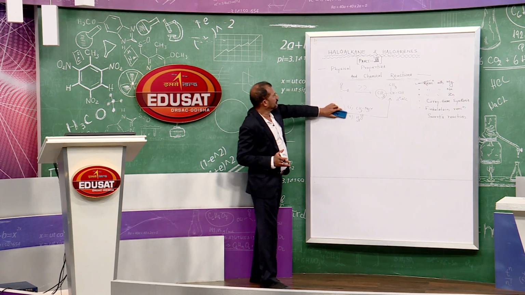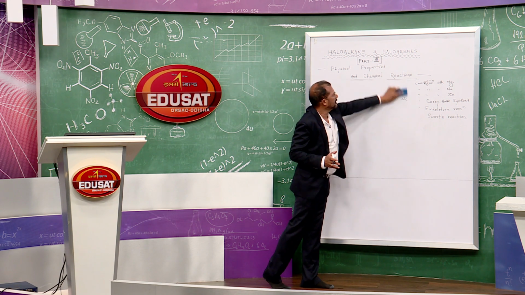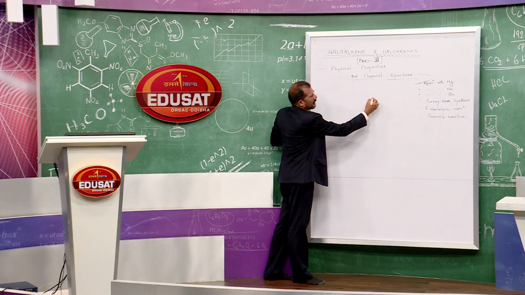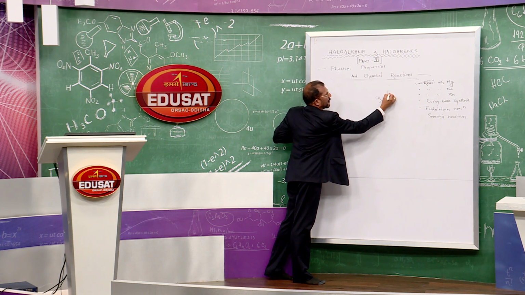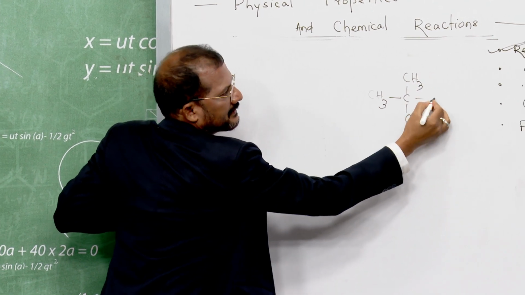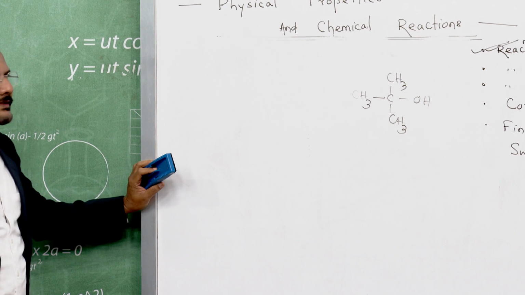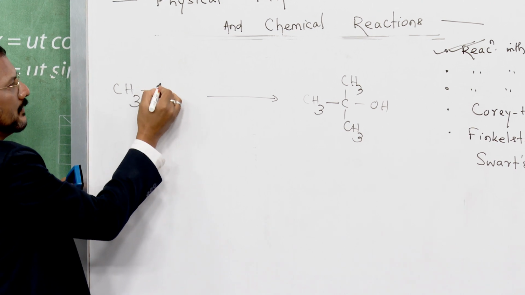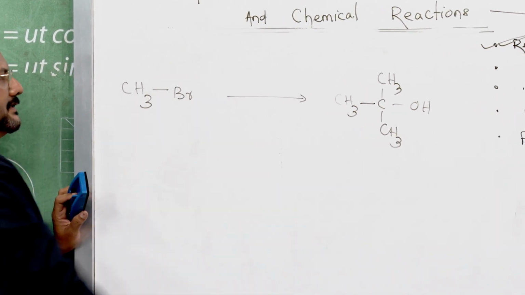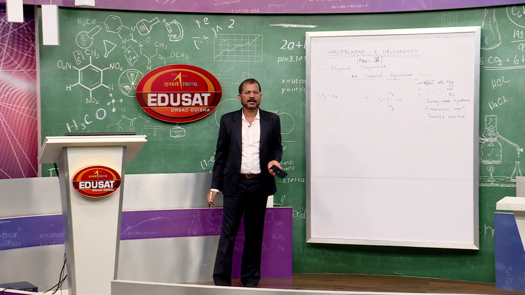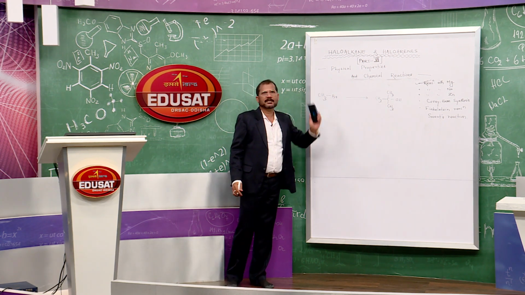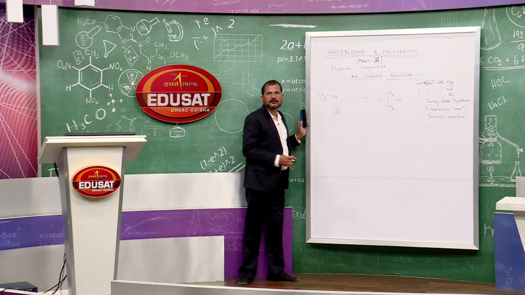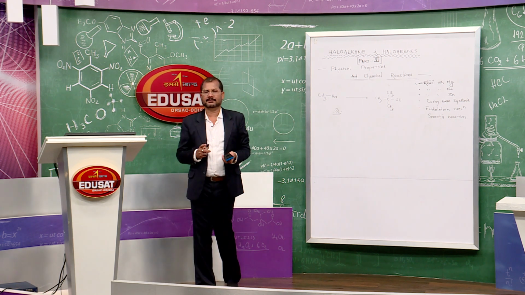Now, let us go to solve another example relating to this Grignard's reagent. Suppose we want to get CH3 CH3 CH3OH, that is, tertiary butyl alcohol. This is homework to you. Please solve it. How should I get it from CH3Br? From CH3Br to tertiary butyl alcohol. This is a question to you. You try to solve it. I am waiting for your answer.